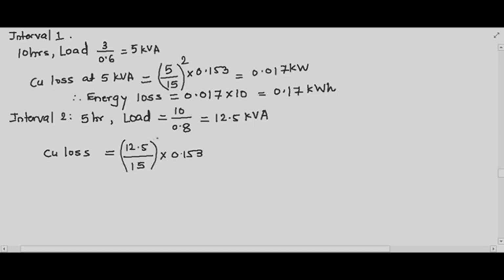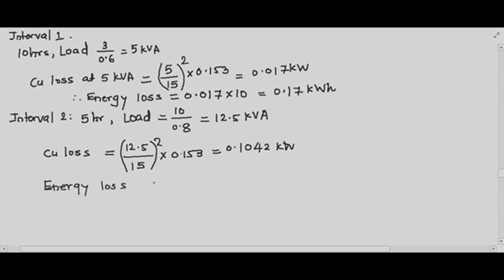But here we have to take the square, because my copper loss is directly proportional to current square and my kVA is directly proportional to current square. So that's why I have to take the kVA square here. So you will get it as 0.1042 kilowatt. Then I will now find out energy loss.